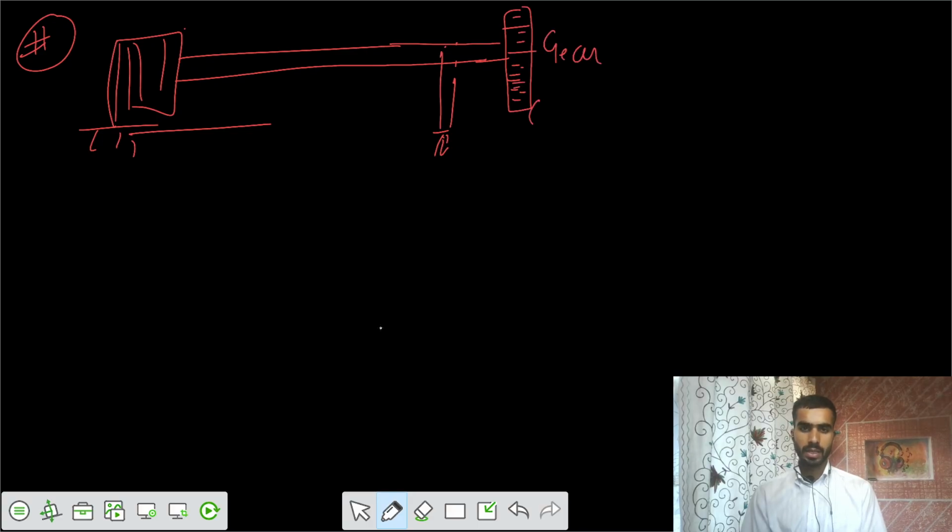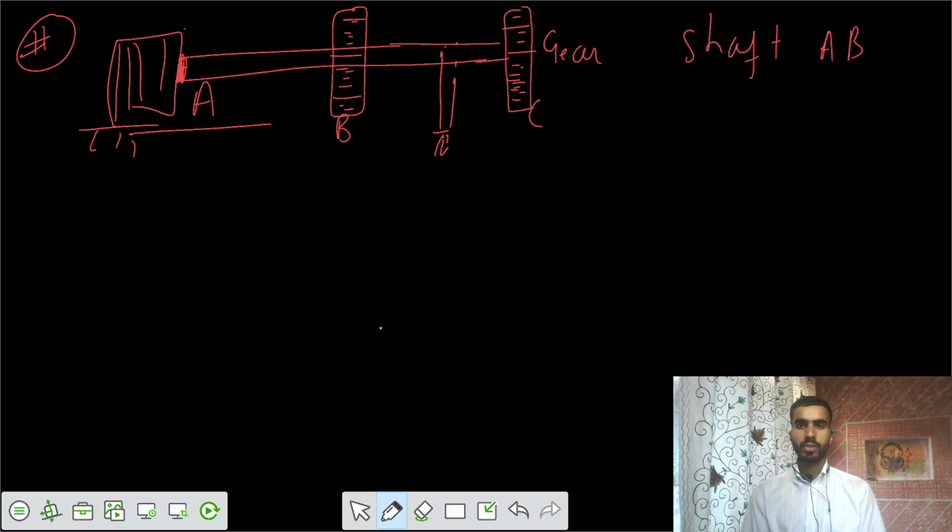Let's call it gear C, and we have one more gear that's called gear B. So this is your B, and this is your A, point A, where your connection is. So the shaft, we say the shaft is your ABC. The lengths are also provided. Lengths are your 1.1 meter and 1.2 meter.